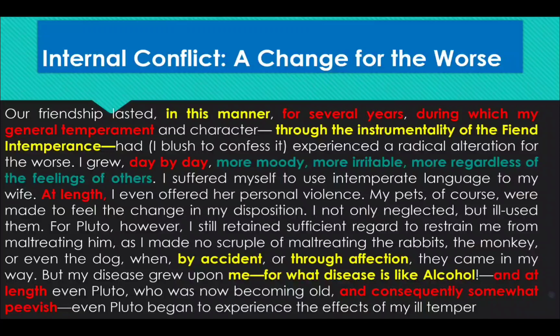Also, this paragraph shows a sense of terror, which is established by his wife's reference to the idea of associating the black cat with witches when she said all black cats are witches in disguise. After that, we face the internal conflict, a change for the worse, which is inside the narrator.